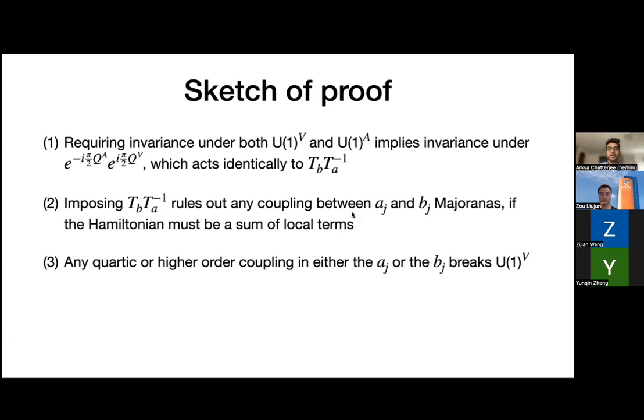Certainly you cannot define the index in the naive way, where you just treat the U1 vector and U1 axial as independent U1s, couple them to gauge fields, and so on. You cannot do that because these are not independent symmetries. So you have to do something more clever to define an index, which I'm not sure how to do at this point. Thanks.